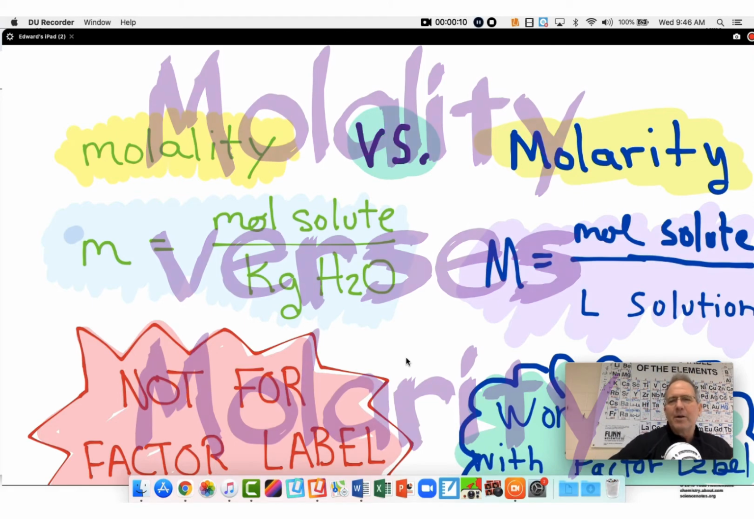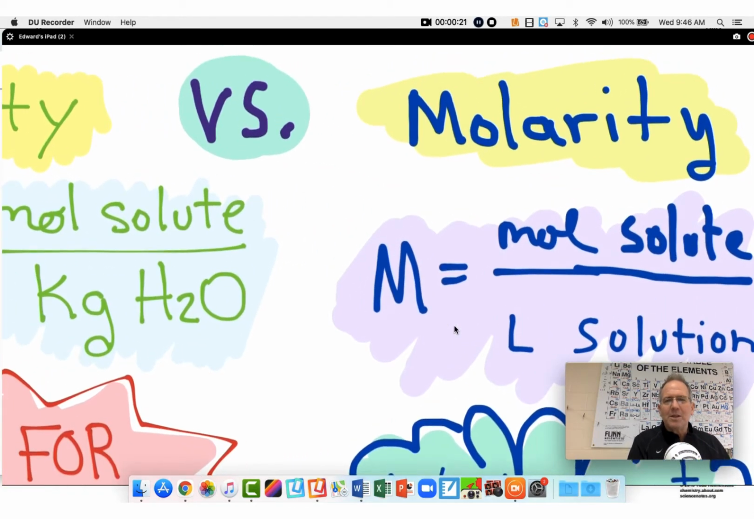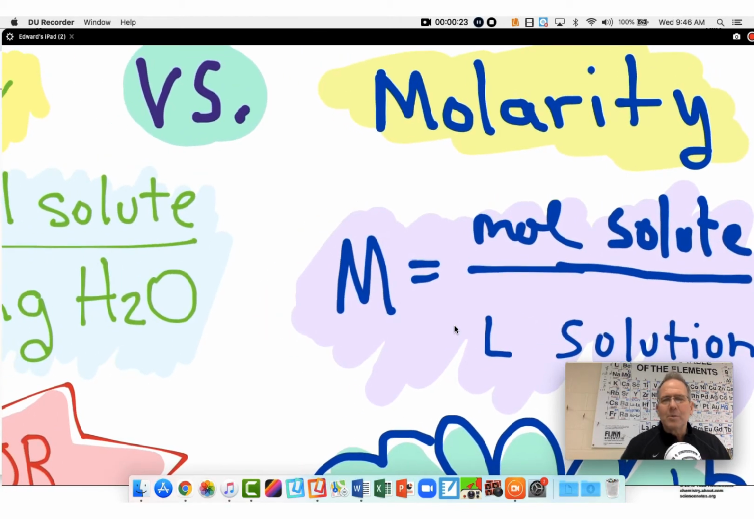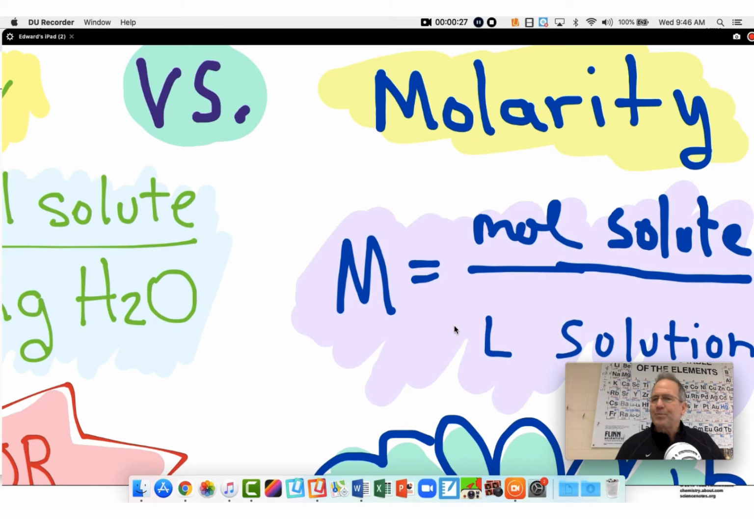Yes, molarity, the way we measure concentrations using the equation moles over liters of solution, right? That's what we use a lot in class. We used it all last week to mix up those solutions. Molarity, the big capital M. We see it everywhere, right?